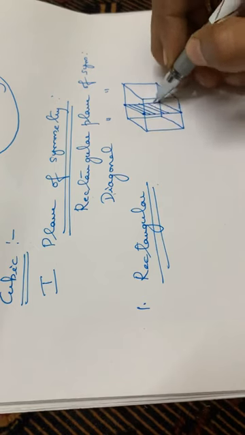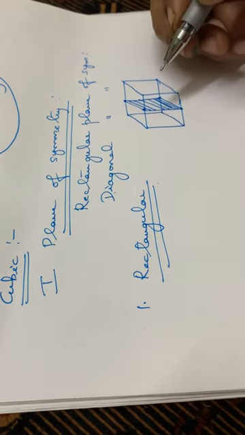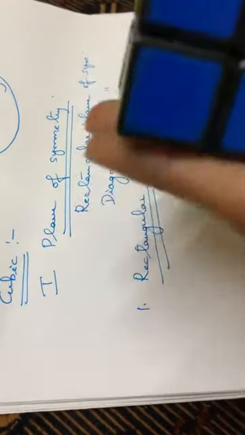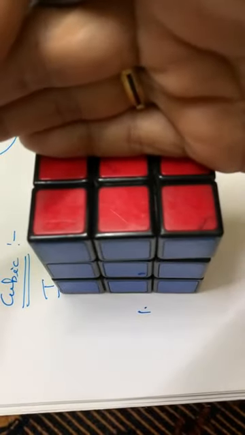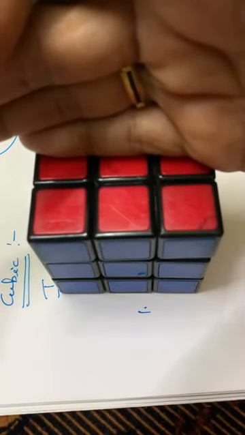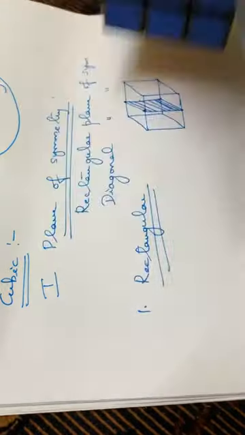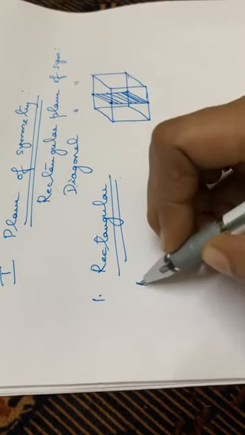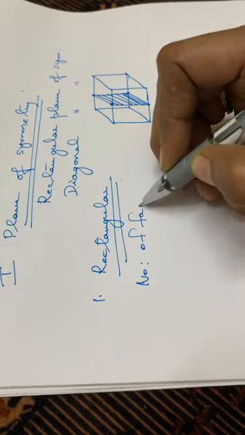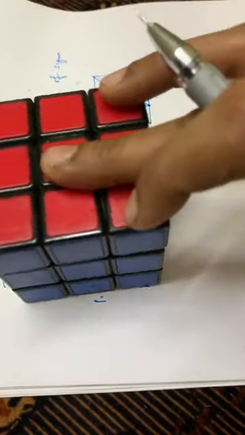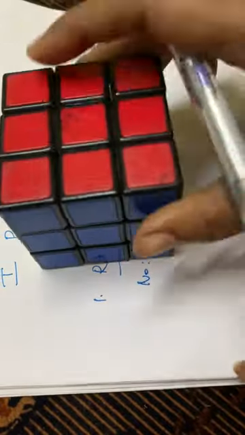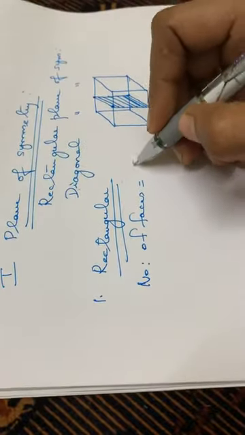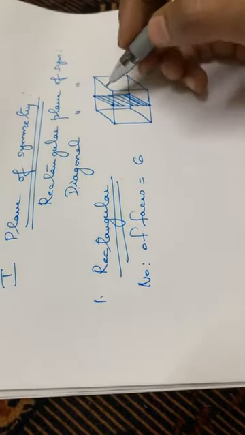So this plane will be cutting the opposite faces of a particular crystal system, isn't it? Suppose this is one face and this is another face. While cutting, we will be having one plane of symmetry. So this is one rectangular plane of symmetry. Similarly, how many planes are there? By counting the number of faces, the number of faces for a cubic crystal system will be 6.